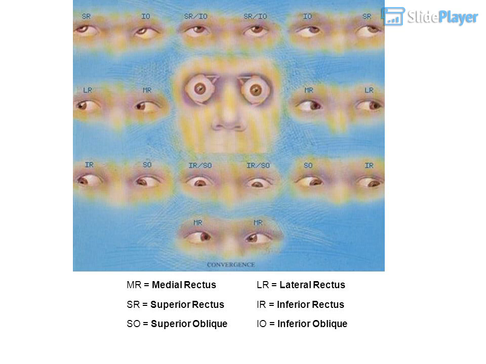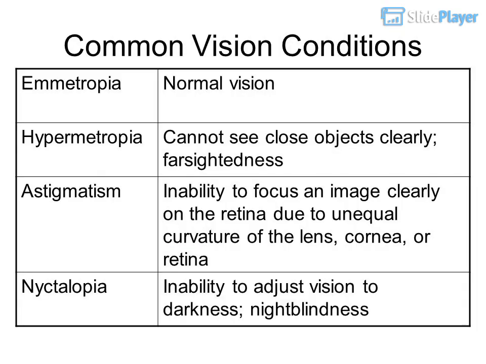MR equals medial rectus. LR equals lateral rectus. SR equals superior rectus. IR equals inferior rectus. SO equals superior oblique. IO equals inferior oblique.